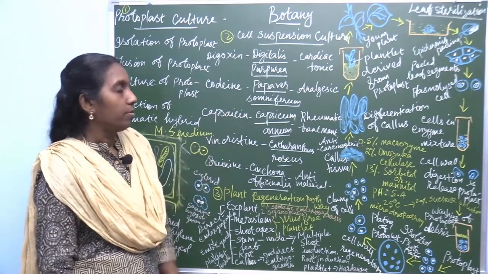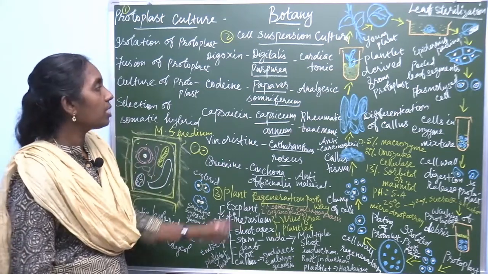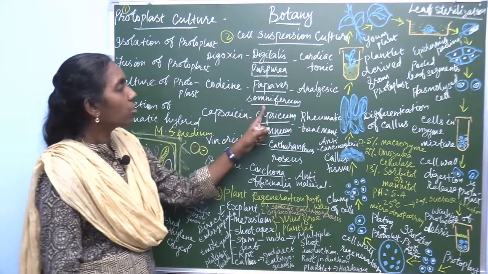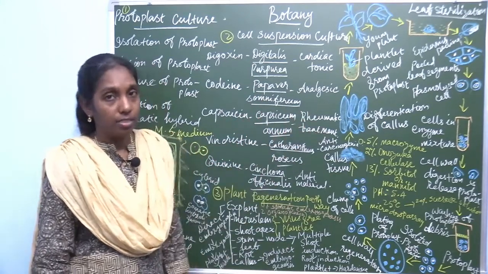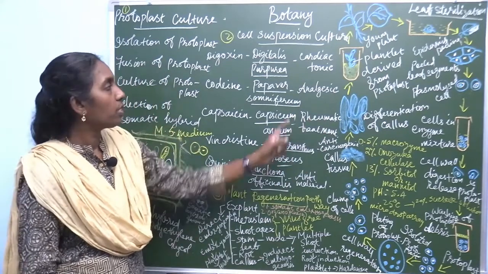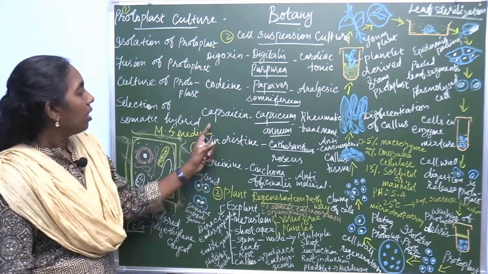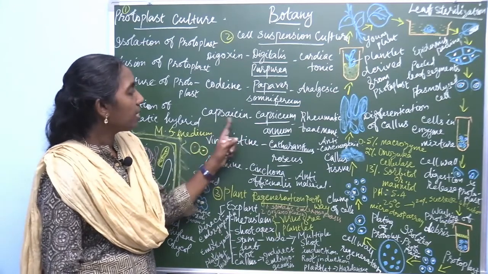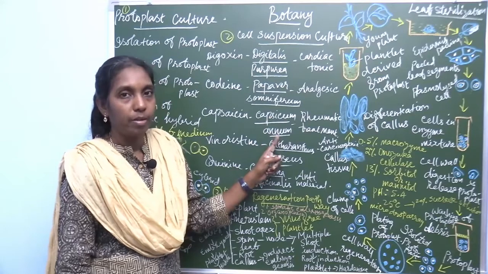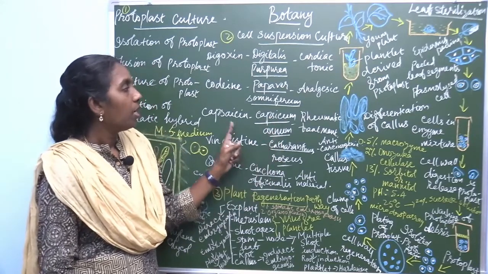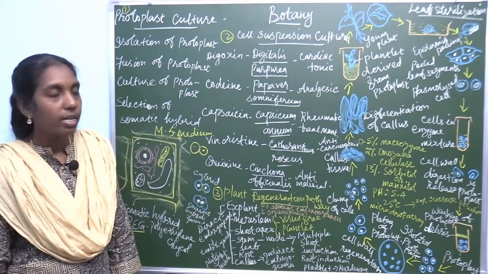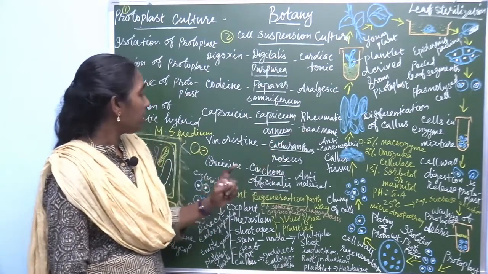Another one, codeine. The source of codeine is Papaver somniferum, and its use is as an analgesic. Then capsaicin is obtained from Capsicum annuum. The use is rheumatic treatment; it is used to treat rheumatic pain.